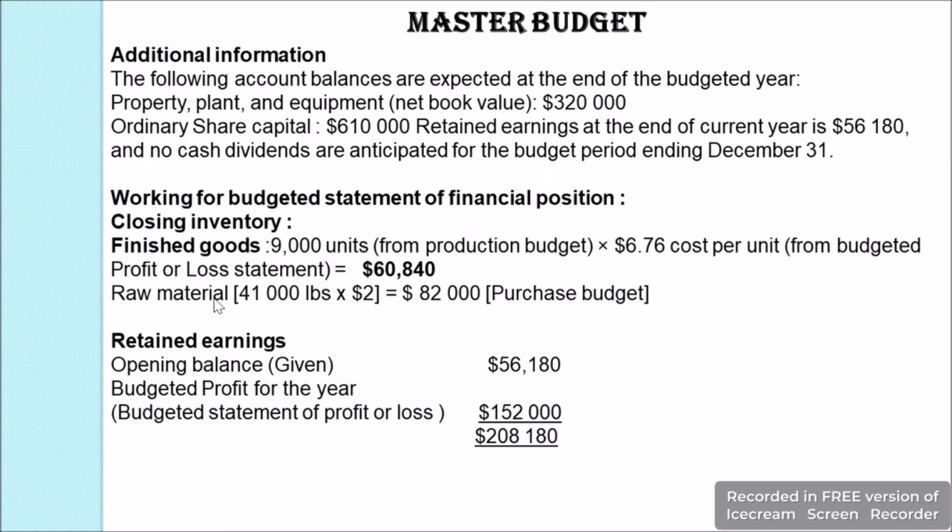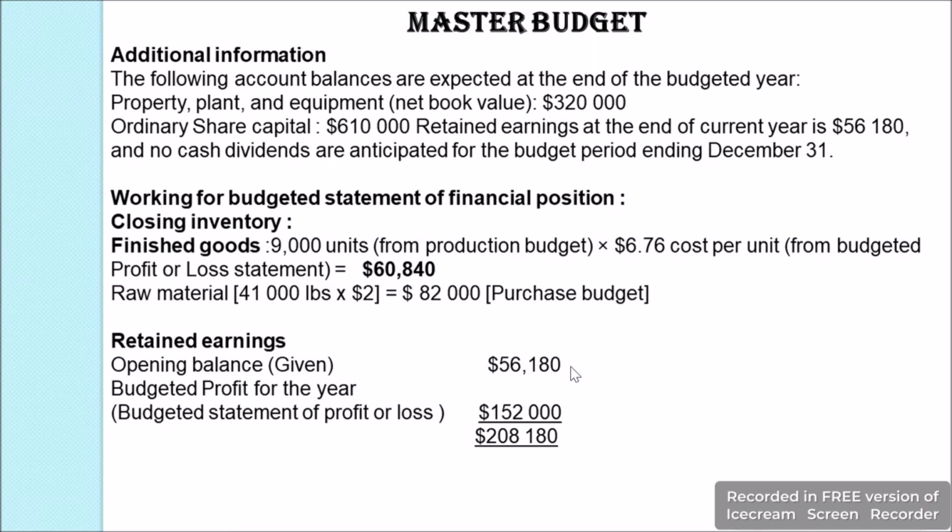Then for the raw material, in the purchase budget, it was mentioned that the closing raw material which we calculated was 41,000 pounds, and each pound have a value of $2. So 41,000 times 2, it will be $82,000, and this was again taken from the purchase budget. Then we will calculate the retained earning. Here the opening balance of retained earning, which will be the closing balance of the current year, is given as $56,180. Then the budgeted profit for the year, which we have calculated in the budgeted statement of profit or loss, was $152,000.